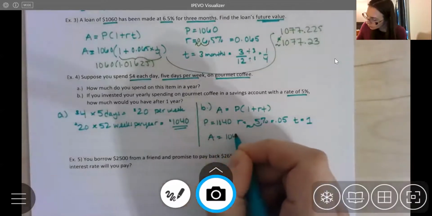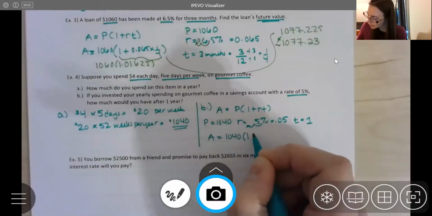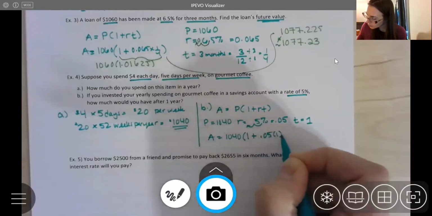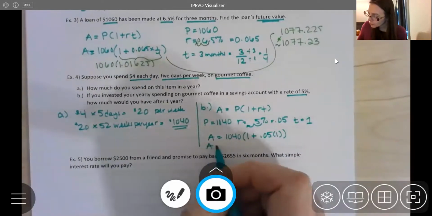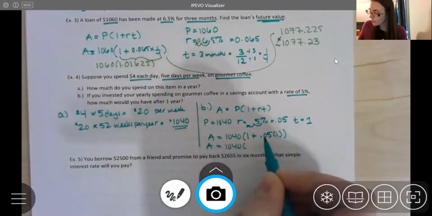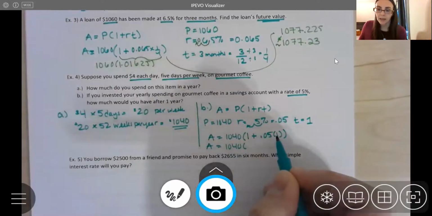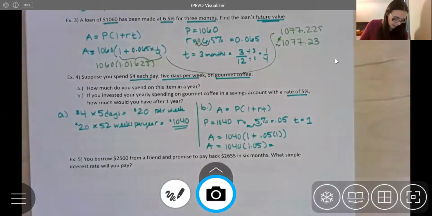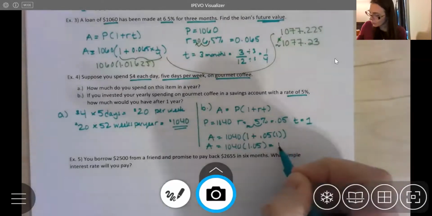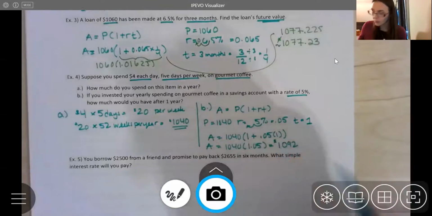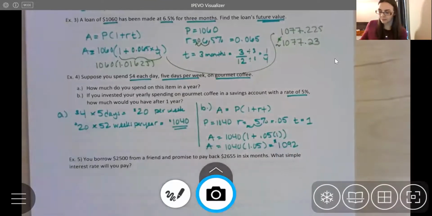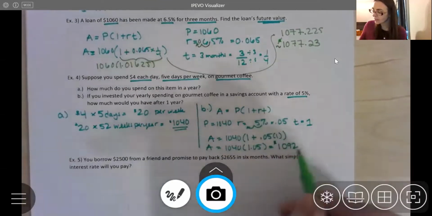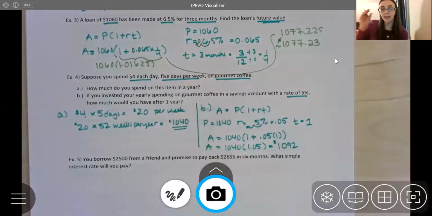So I have 1,040, and then parentheses 1 plus 0.05 times 1. Make sure you're following your order of operations. So 0.05 times 1 is just 0.05, and then plus the 1 is 1.05. And then when I go ahead and multiply that out, I have $1,092. So the final amount we would have is $1,092 if we took that amount and invested it into a 5% savings account.